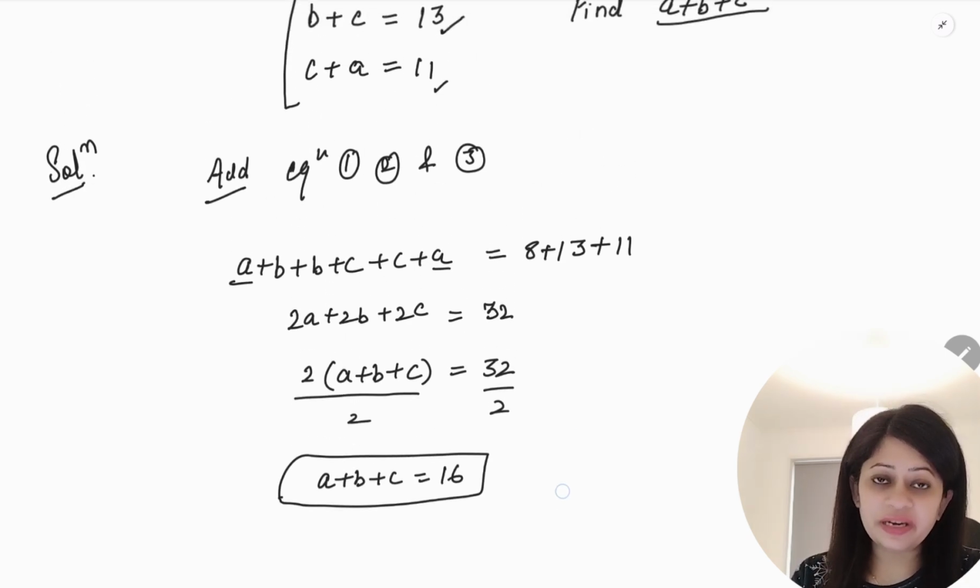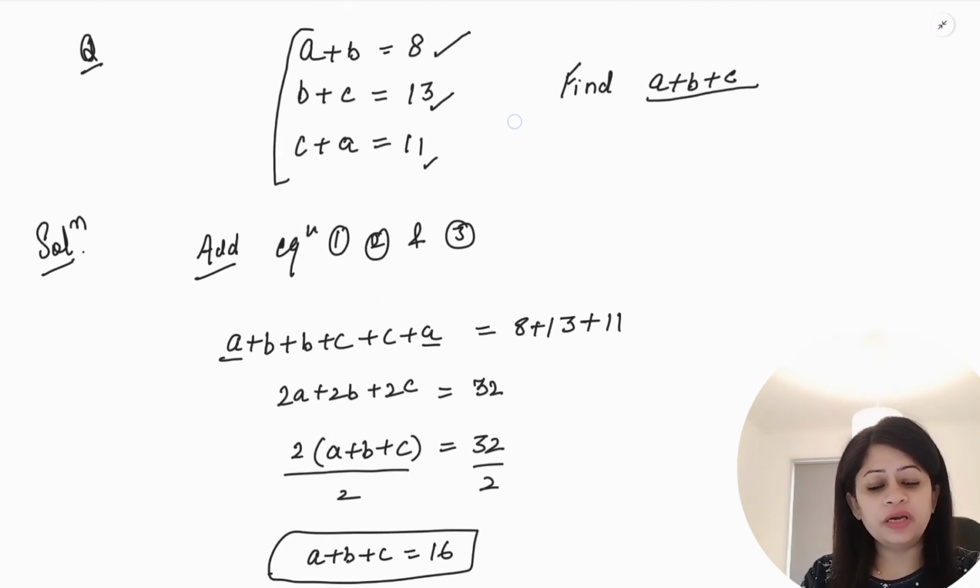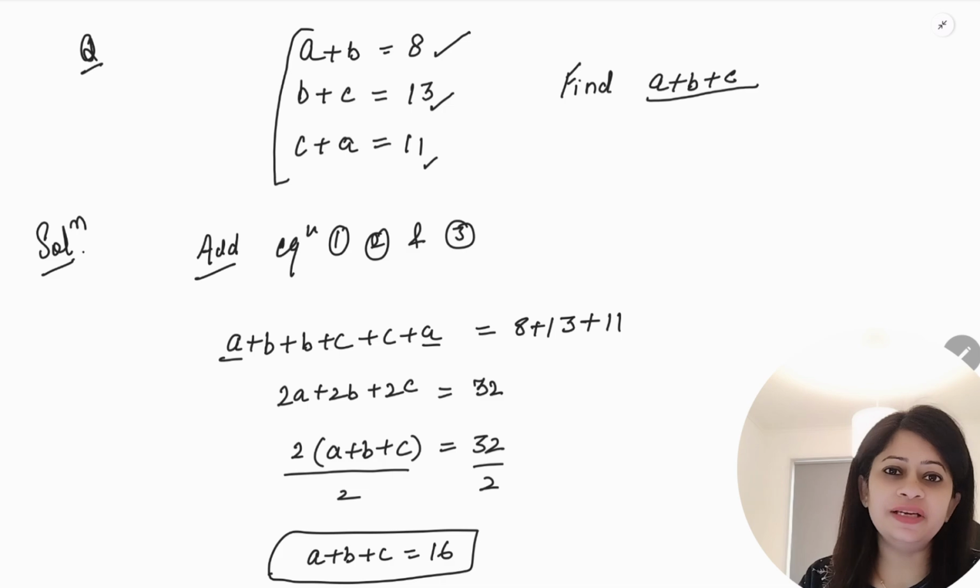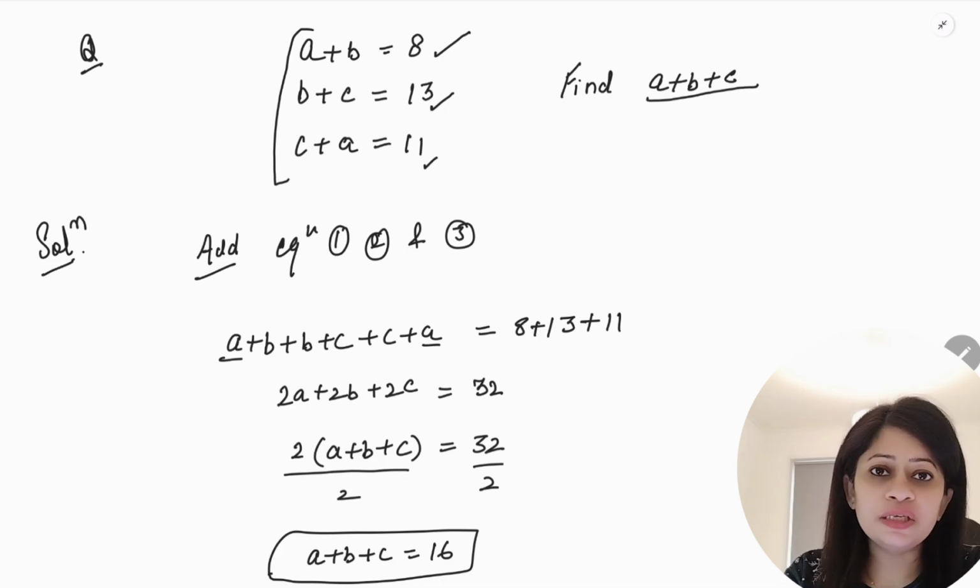So this was a very easy question. Sometimes you get double variables here like ab plus bc like that. Then as well you just need to add all the left hand sides and then you get to the conclusion.